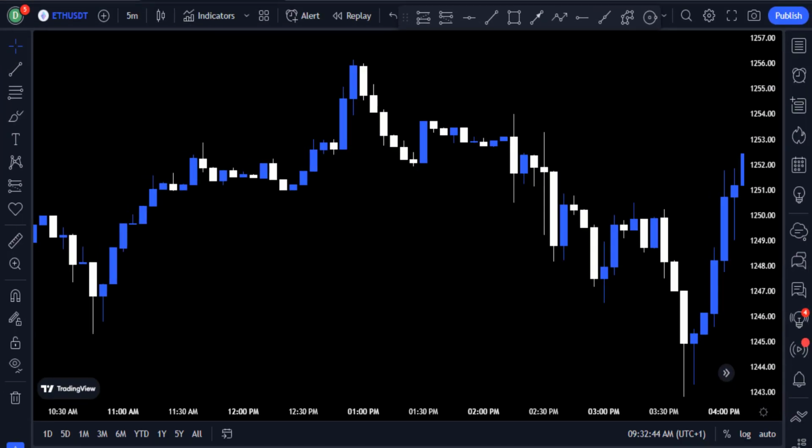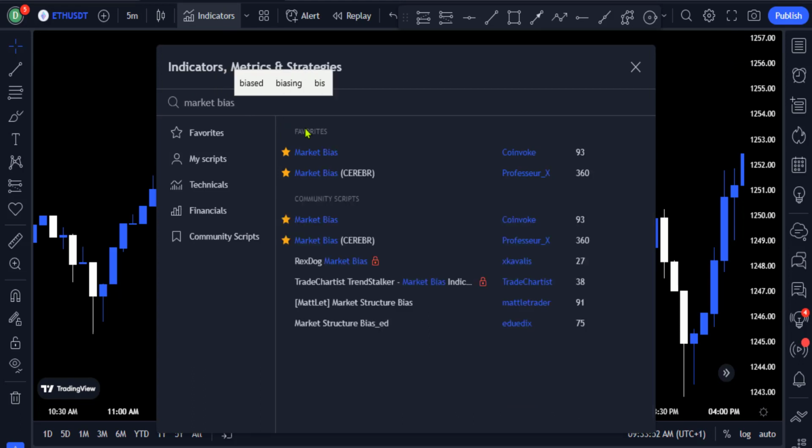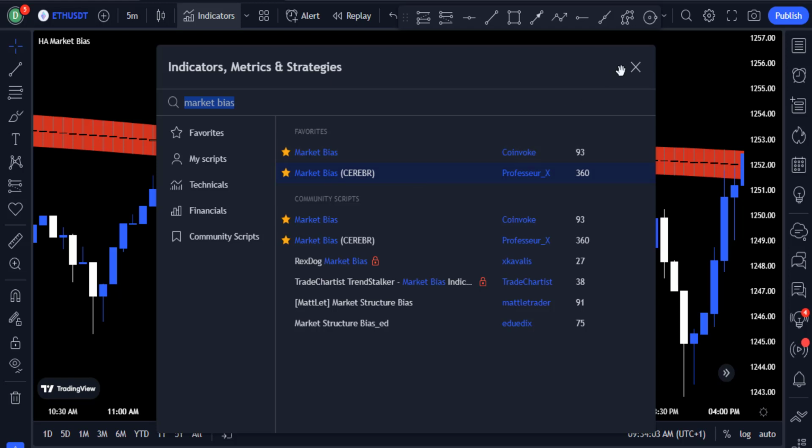So we currently opened the chart of the Ethereum USDT on the 5-minute time frame. This indicator shows great results on all time frames, including a 1-minute chart. So in order to add the indicators to the chart, you need to head over to the indicator tab over here and then search for the market bias. It's going to be this script right here, created by a professor.